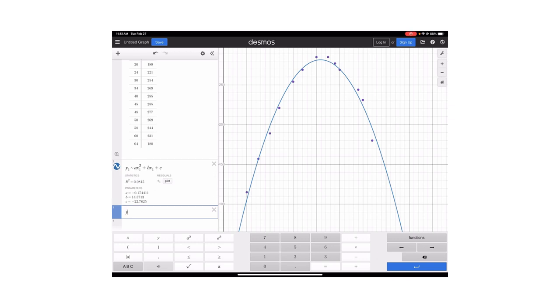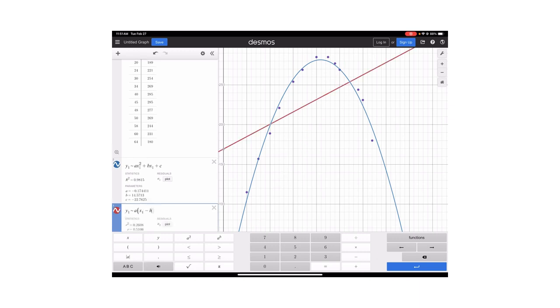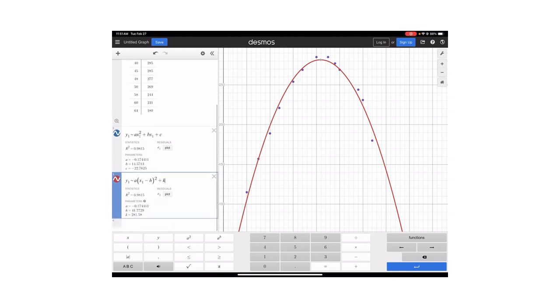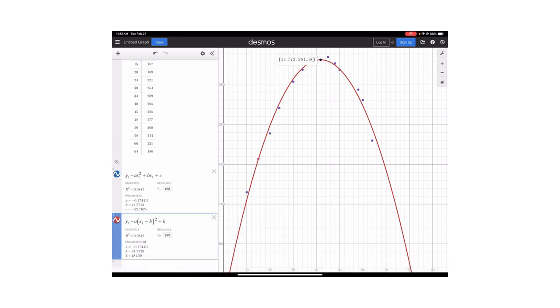But I can also use the other vertex formula that'll tell me what the tip of that vertex is. That one is y1 tilde a, and then inside here I've got x1 minus h, squared, and then plus k. There we go. So now that's telling me the a value, which is identical, but then the h and the k values tell me where the vertex is, or where the highest point of that parabola is. So the highest point happens at an x value of 41.773 and a y value of 281.58.